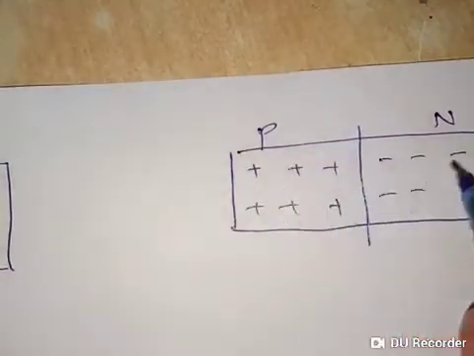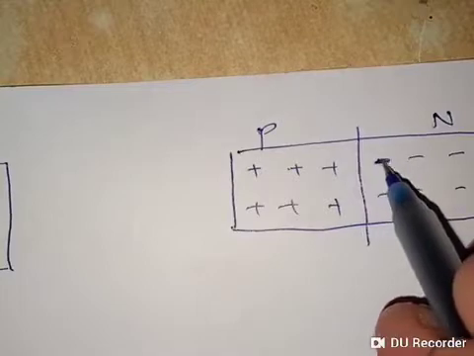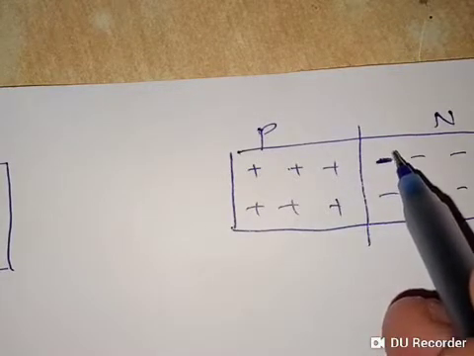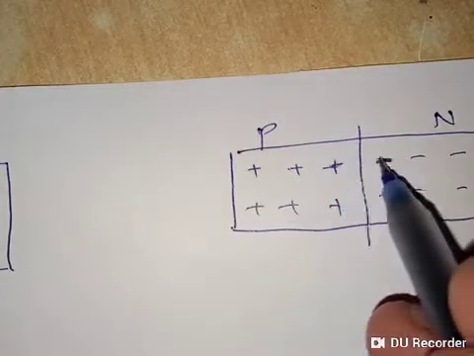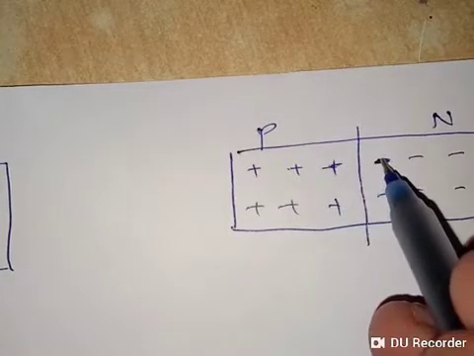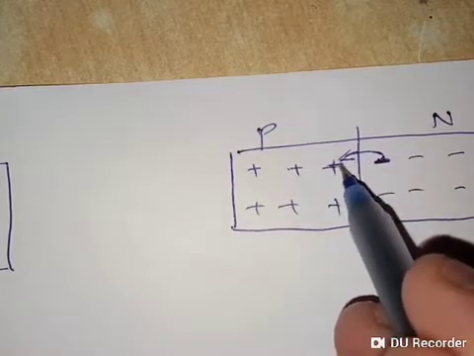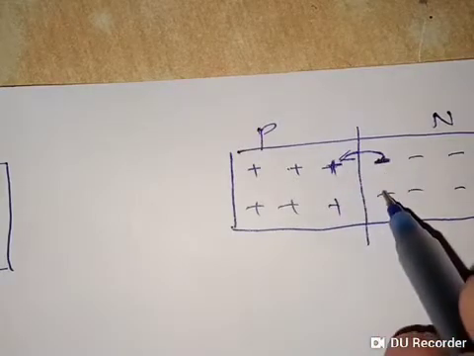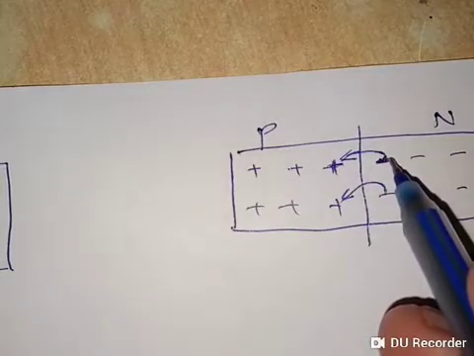So these are free holes, these are free electrons, and this negative sign means there is an atom which is having a free electron. Because of attraction between these opposite charges, the electron will move towards this P region and it will get absorbed in this free hole, and both these will disappear. Similarly, this electron will move and both this will disappear.